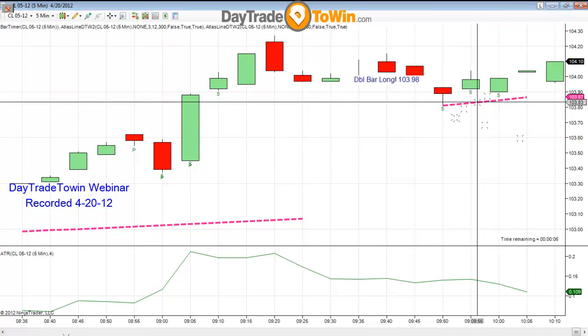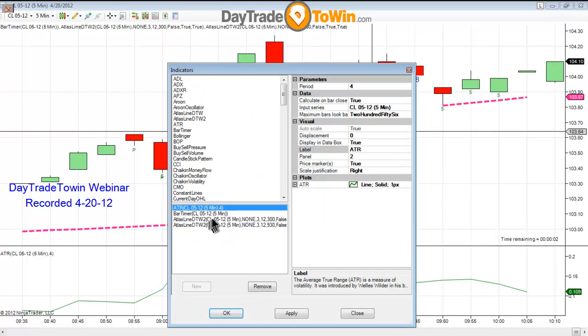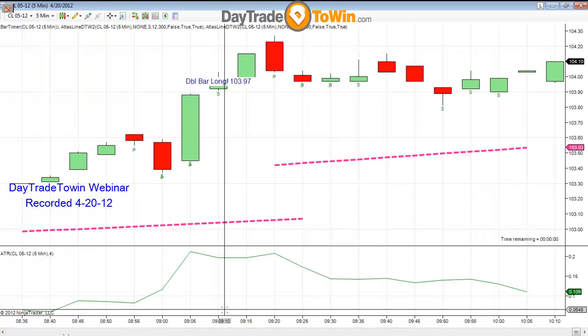Okay, here's the crude oil here. Actually, I have to change this here. Crude oil is actually at 9 o'clock. So crude oil starts at 9 o'clock, and that's for me Eastern Standard.